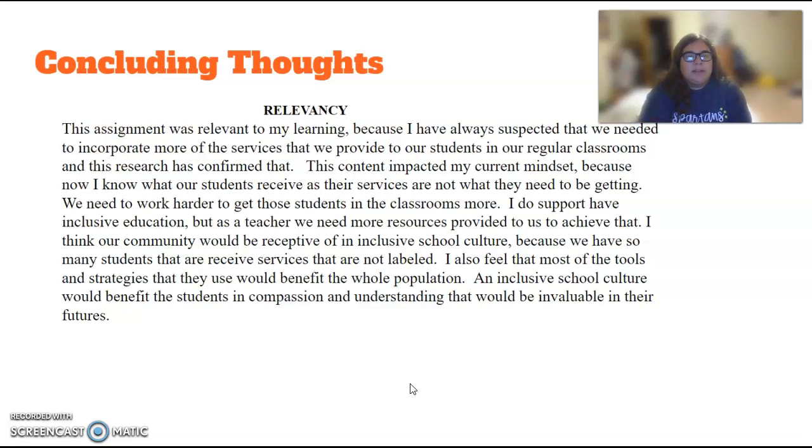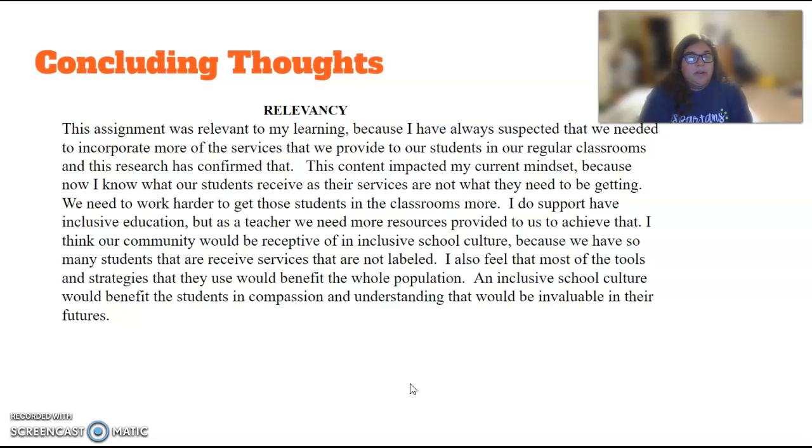Relevancy. I thought this assignment was relevant to my learning because I've always suspected that we need to incorporate more of these services that we provide to our students in our regular classroom, and this is the research that has confirmed it. This content impacted my current mindset because now I know that what our students are receiving as their services are not what they really need to be getting in our special ed room, and we need to work harder at getting these students in the classrooms more.